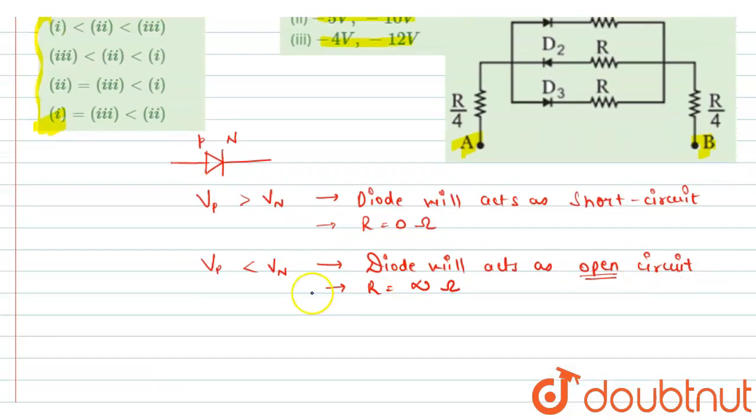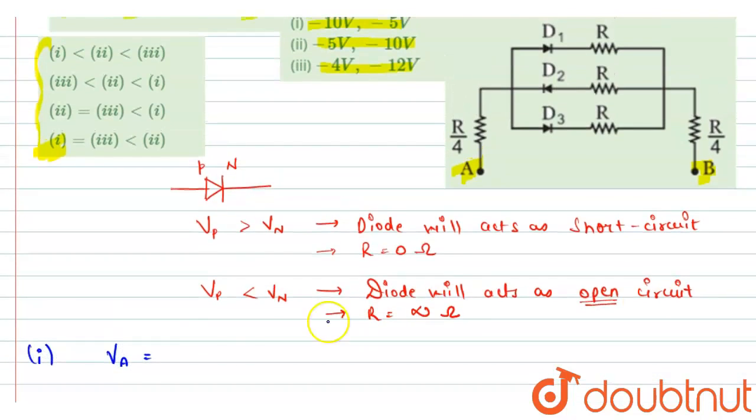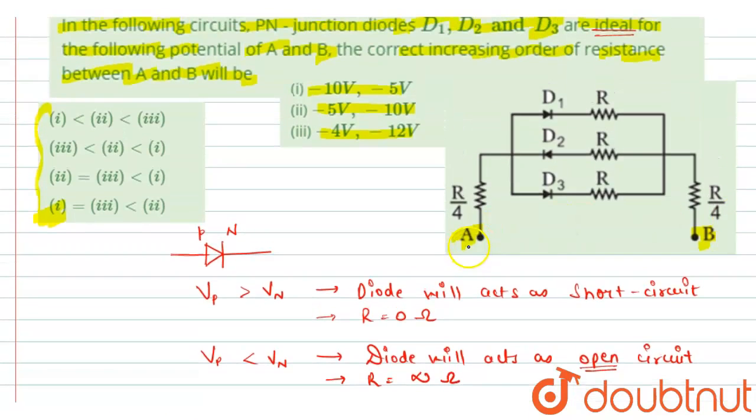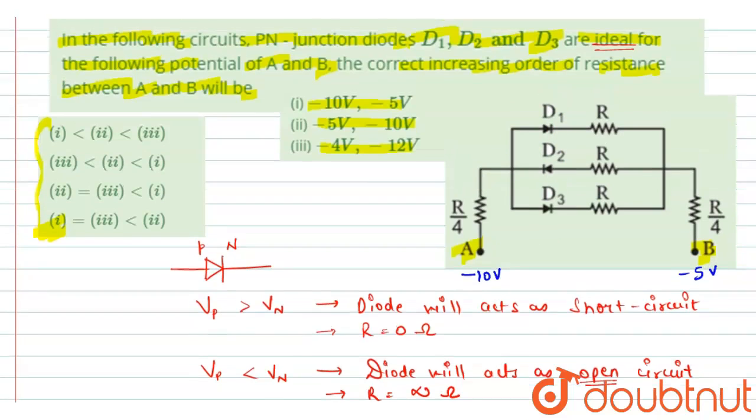So now further we have case 1. In case 1, the potential at node A is given to be minus 10 volts, and at B we have minus 5 volts. Let me represent this in the figure: for case 1 we have here minus 10 volts and here minus 5 volts. Now we have to check whether the diodes are on or off.